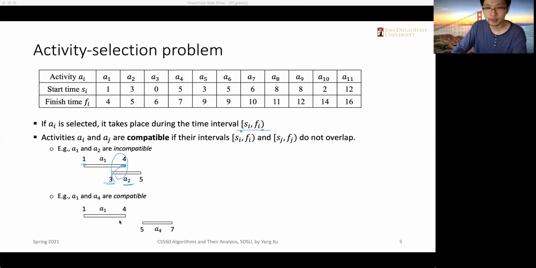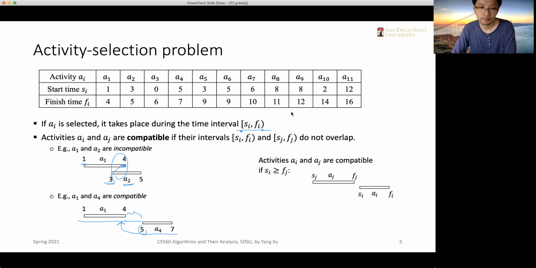Unless the two activities are very far apart and never overlap. A1 and A4, for example, have a gap in between. A4 can start at 5 o'clock, which is after the time that A1 ends. These are just examples.